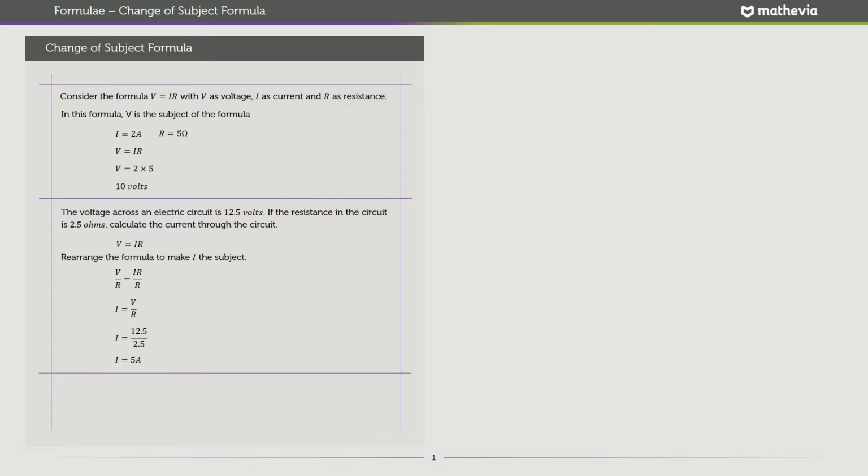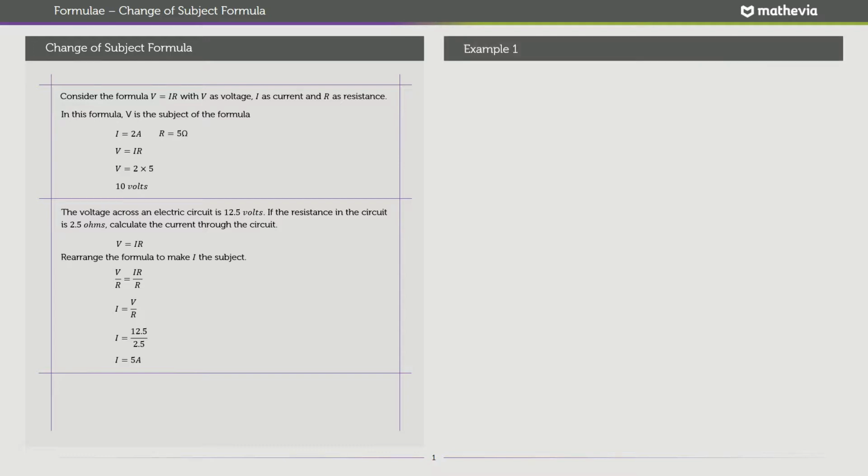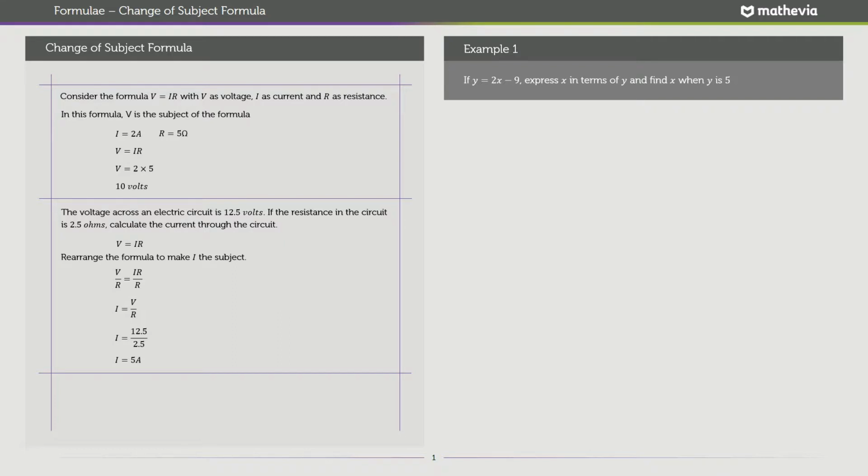That's the basic idea behind changing the subject of a formula, and we'll just go ahead and do a few examples. It's really easy. So we have: if y equals 2x minus 9, because that's the formula relating x and y, express x in terms of y and find x when y is 5.